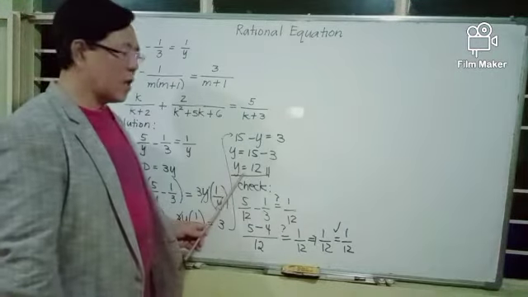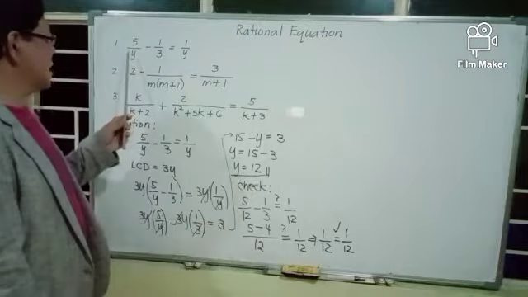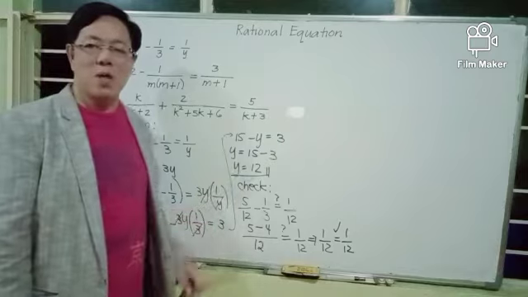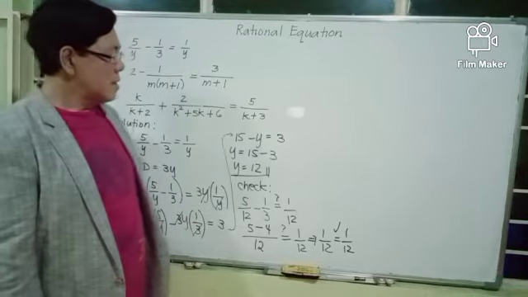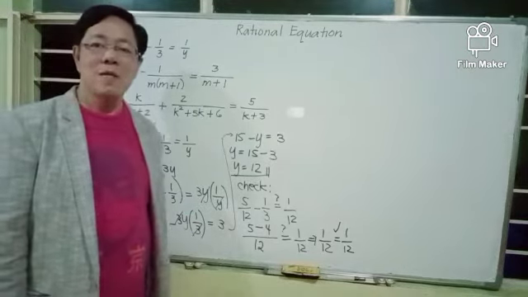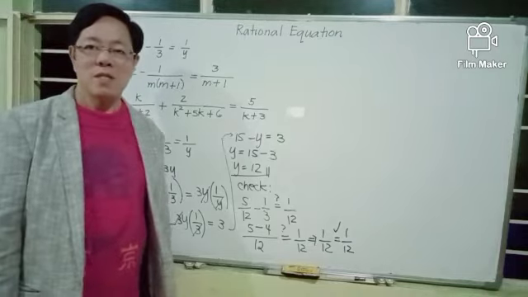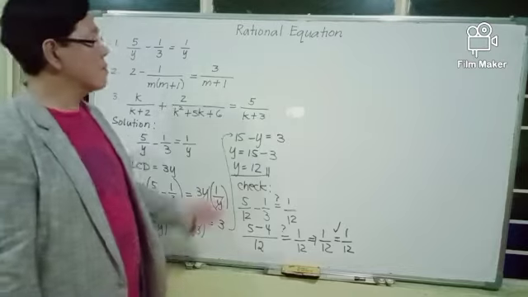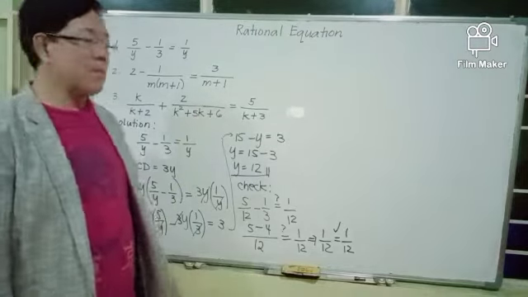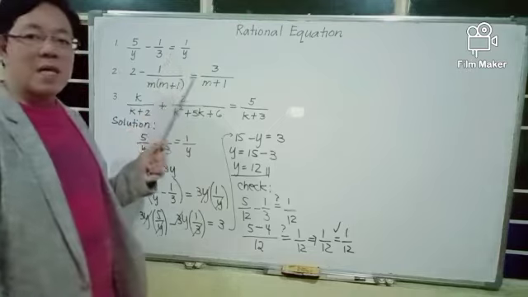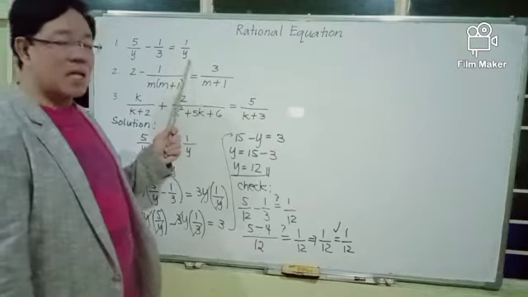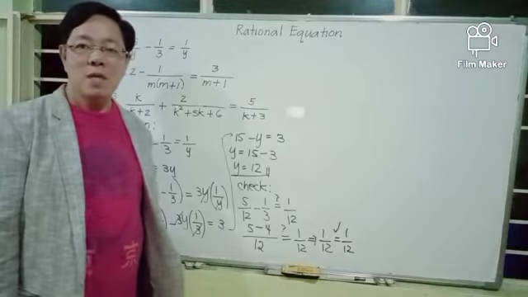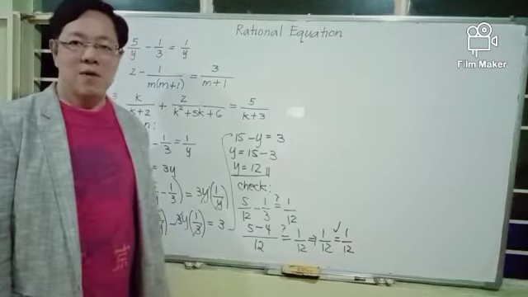Thus, we conclude that y equals 12 satisfies the rational equation in number 1. Therefore, this solution y equals 12 is correct. Now, in solving a rational equation, you must take note of the value of the variable in the rational equation that will make the denominator 0, because if the denominator of a rational expression is 0, then that would be undefined or not defined.